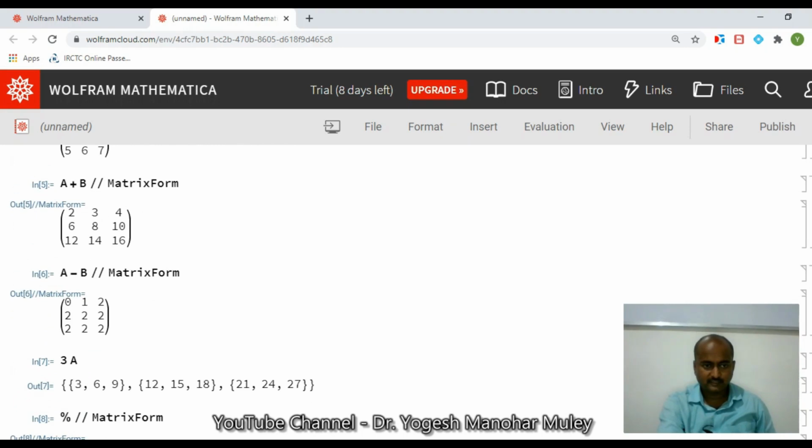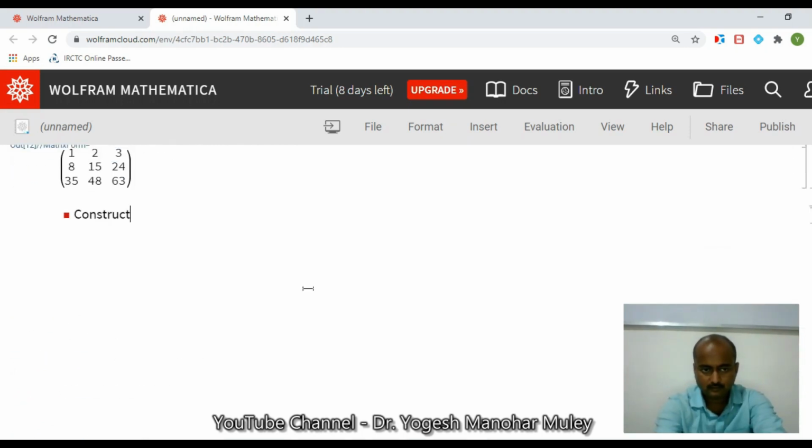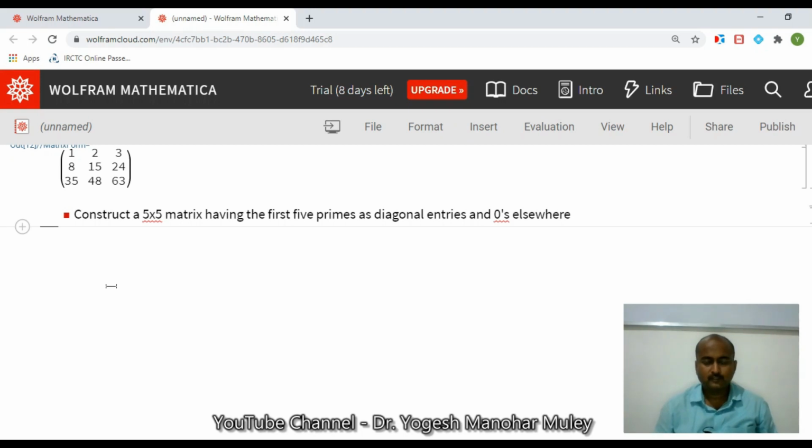So next we'll see how to construct a 5 by 5 matrix having the first 5 primes as diagonal entries and zeros elsewhere. On the diagonal we must have the first 5 prime numbers and elsewhere we need 0.